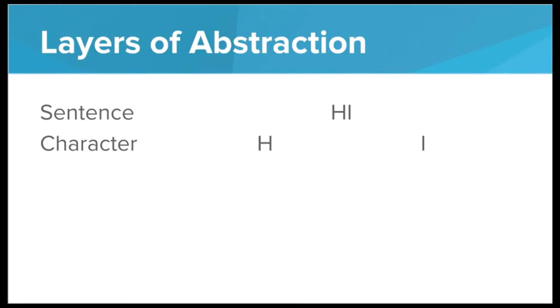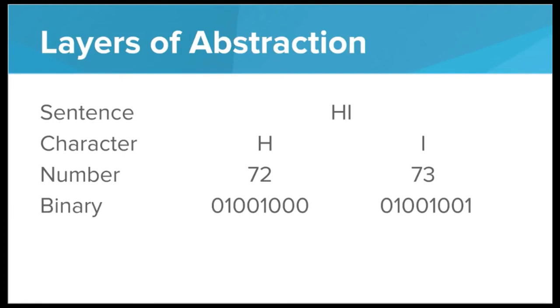But these characters aren't actually what are stored in the computer. These characters need to be encoded as numerical data. So what we do is we attach a number to each of these characters. So 72 represents an H and 73 represents an I. Now, like we said, computers don't actually store these numbers, they store binary numbers. So we'll convert these numbers into their binary form using only zeros and ones.